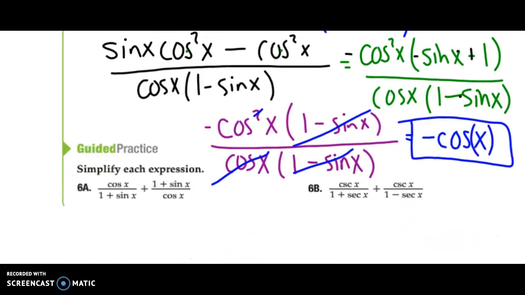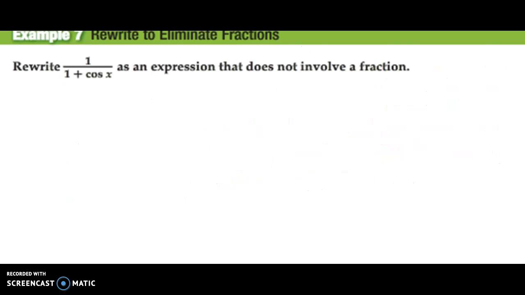Here's a couple guided practice problems. You can try the same now. Now you'll notice also in B here, 1 plus secant and 1 minus secant. If you multiply them by each other, those are conjugates, and so your middle terms are going to cancel out. You're going to get something that looks a little bit easier.